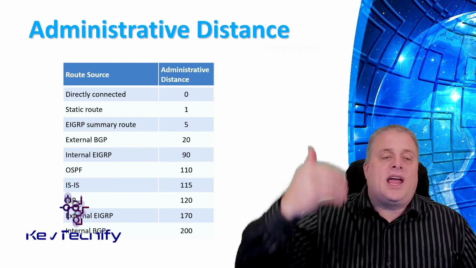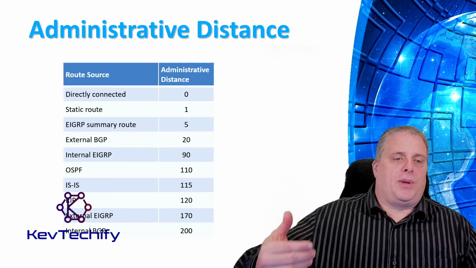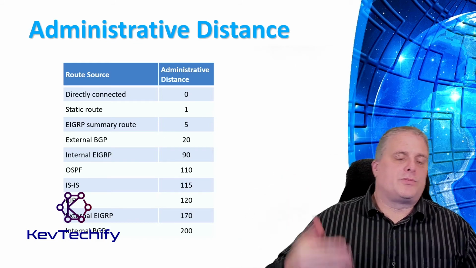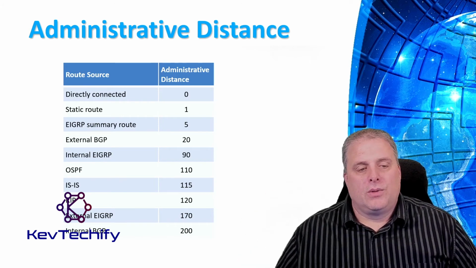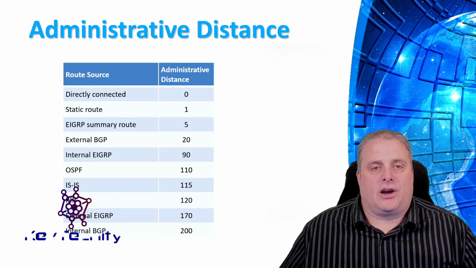Then after that, we have a bunch of different routing protocols. We have EIGRP, BGP. We have another version of EIGRP. We have OSPF, ISIS, RIP, and then we have some more routing protocols that are happening.